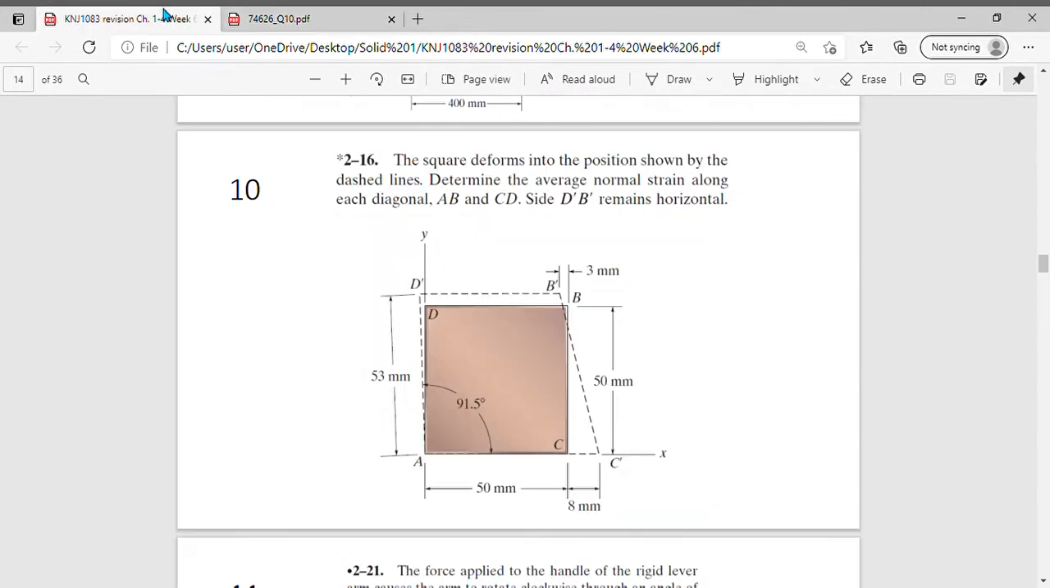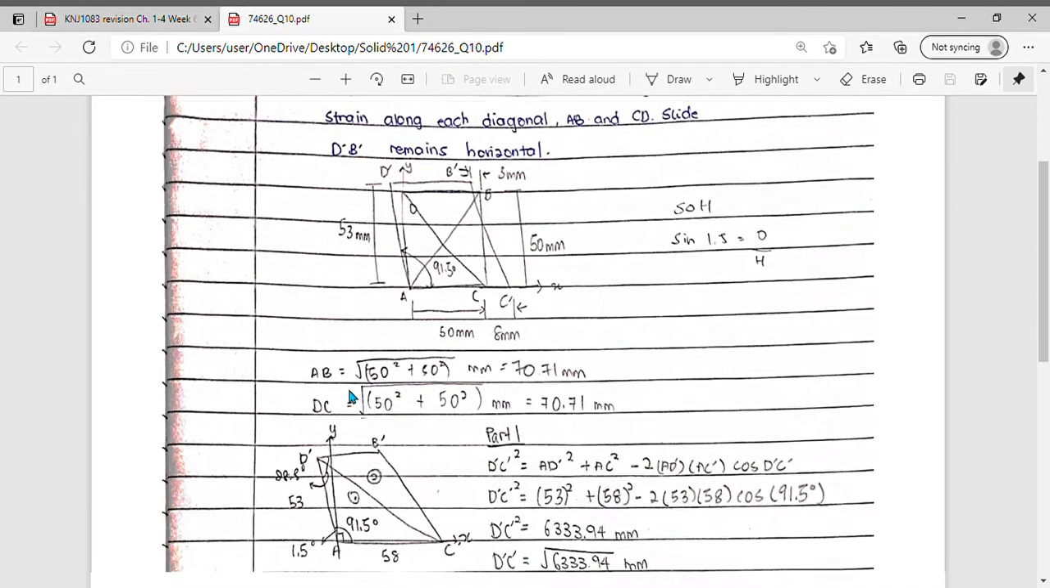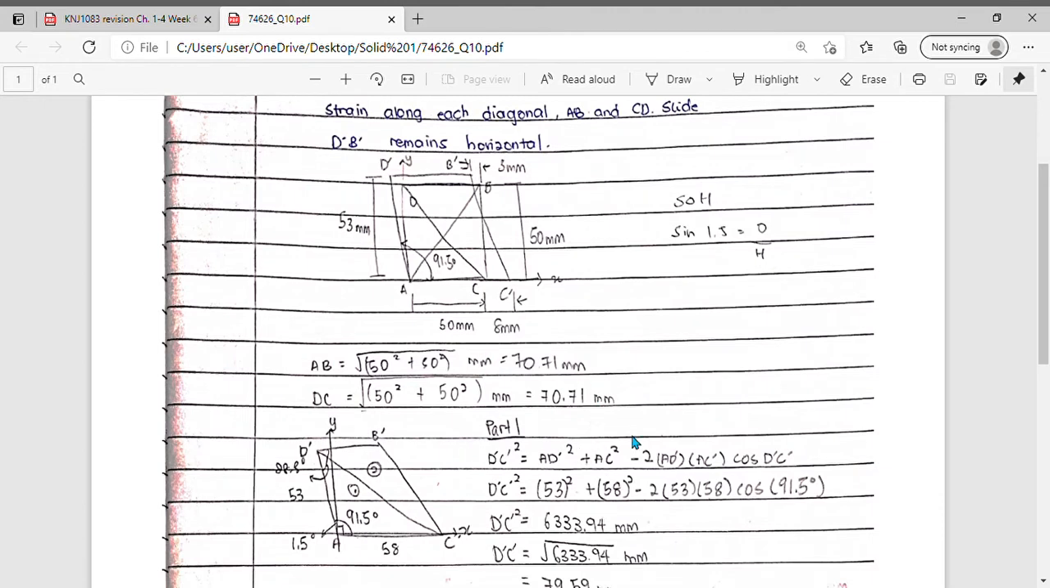As you can see here, it is a square, which means the width and the length are equal, which is 50 millimeter. So you can say that the lengths of AB and DC are equal by using the Pythagoras theorem method. The values that I got are 70.71 millimeter for AB and DC respectively.